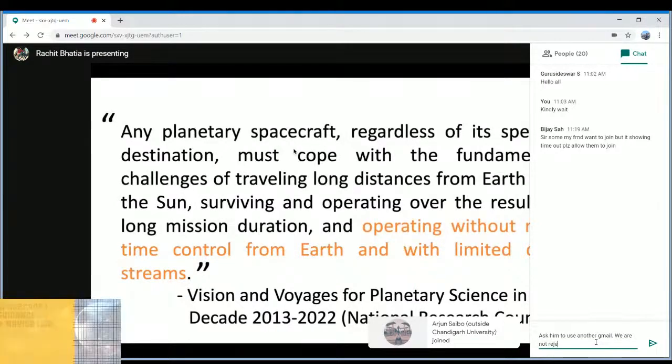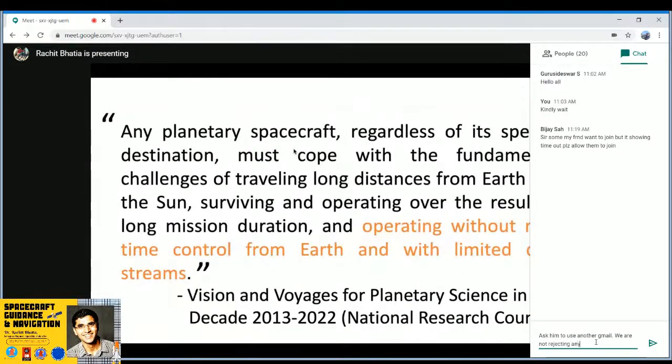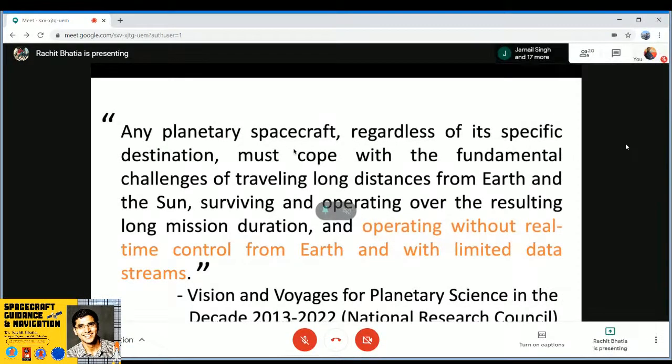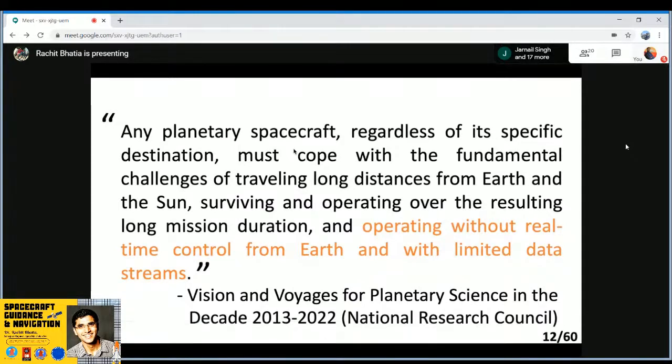is that for a deep space mission, we are entirely dependent on communicating with a ground station, which is the Deep Space Network at NASA, or the ground stations of ISRO, to control and navigate the spacecraft. So can we solve this problem where we do not need ground contact with Earth and we can autonomously navigate?